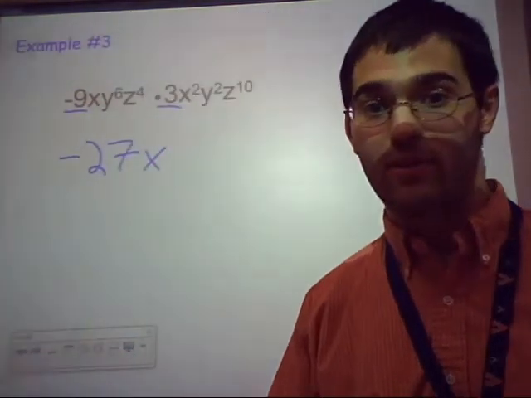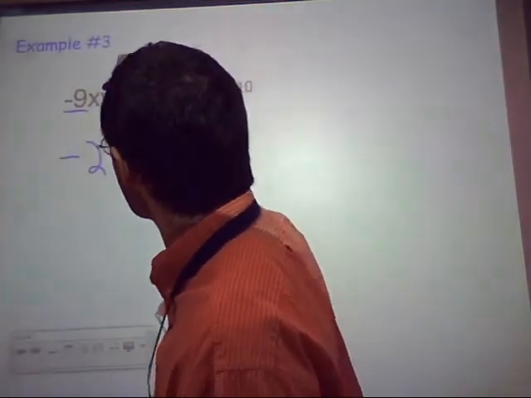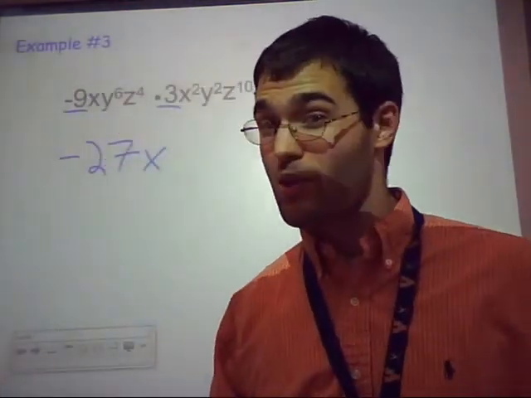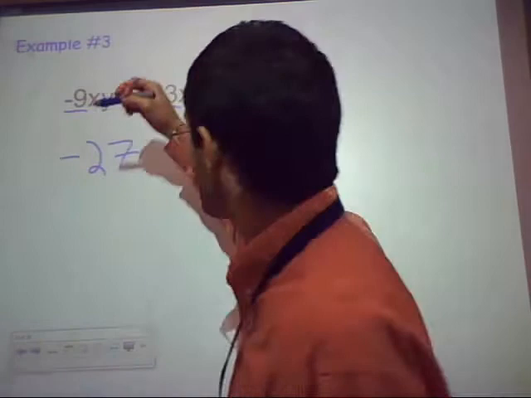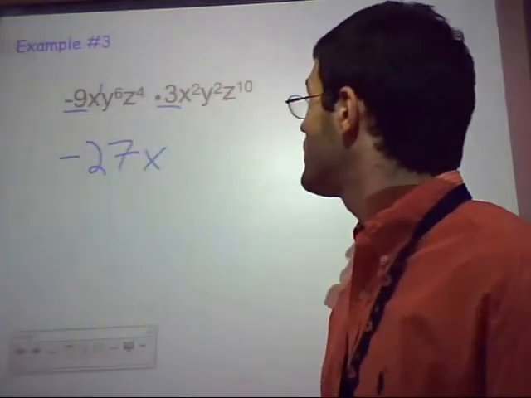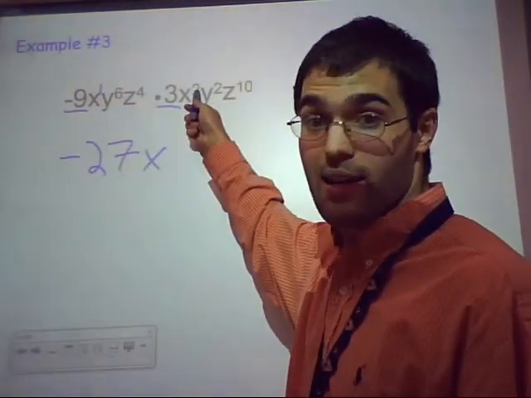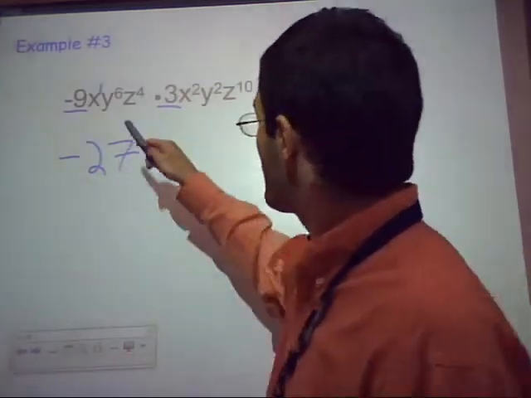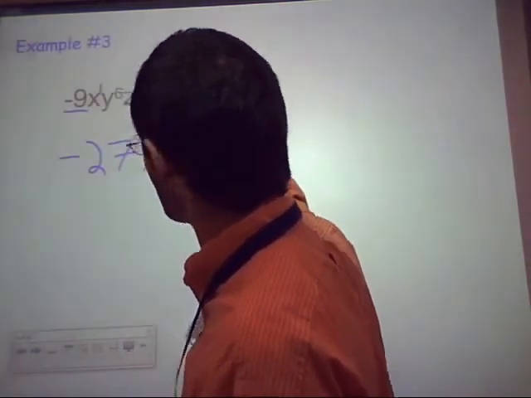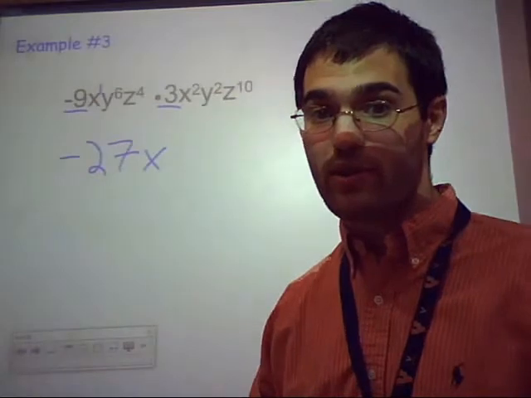My first base is an x, so I'm going to write down an x, and I'm going to add the exponents for that base. The first x has an invisible, what number? An invisible 1. And the second x has an exponent of 2. So it's x to the 1 times x to the 2. We add the exponents. 1 plus 2 equals 3.